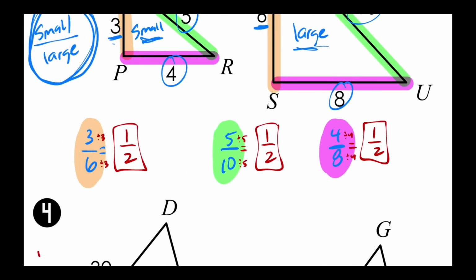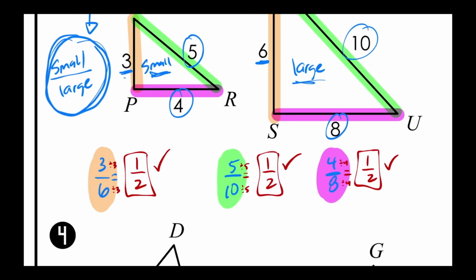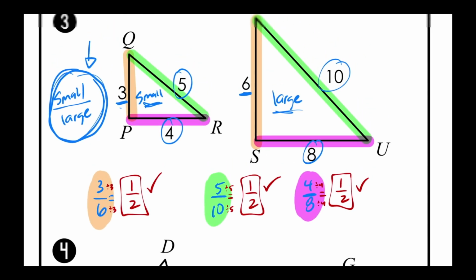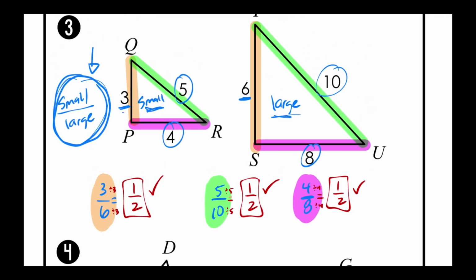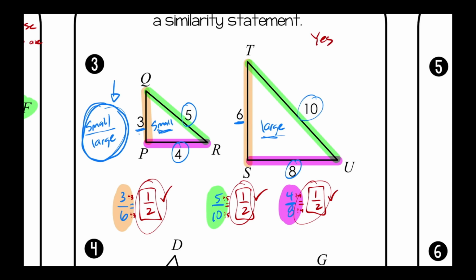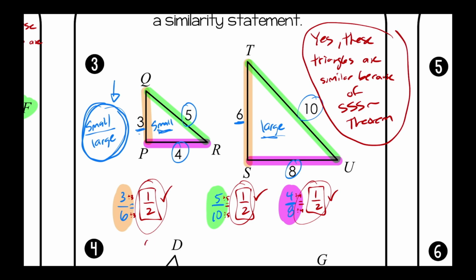And if we look, are all three ratios the same, right? The orange sides are 1/2 or 1-to-2 ratio. The green side is a 1-to-2 ratio, and the pink side is a 1-to-2 ratio. That means that the small triangle was half the size of the large triangle, and all three are equal. So guess what we can say? We can say, yes, these triangles are similar because of SSS Similarity theorem. Right? We can say yes because this side, this side, and this side all have the same ratio.